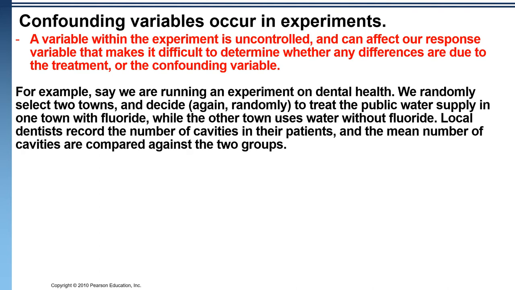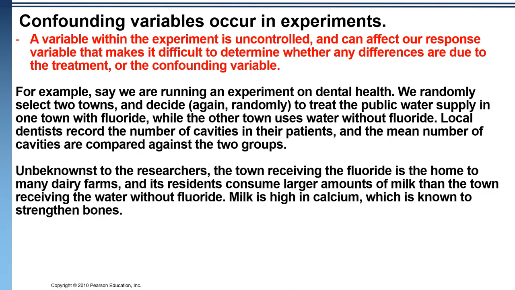So, as an example, let's say we're running an experiment on dental health. We randomly select two towns, and we decide, again randomly, to treat the public water supply in one town with fluoride, while the other town uses their regular water without fluoride. Local dentists record the number of cavities, and the mean number of cavities are compared against the two groups. Unbeknownst to the researchers, the town receiving the fluoride is home to many dairy farms, and its residents consume larger amounts of milk than the town receiving the water without fluoride. Milk is high in calcium, and that's known to strengthen bones.